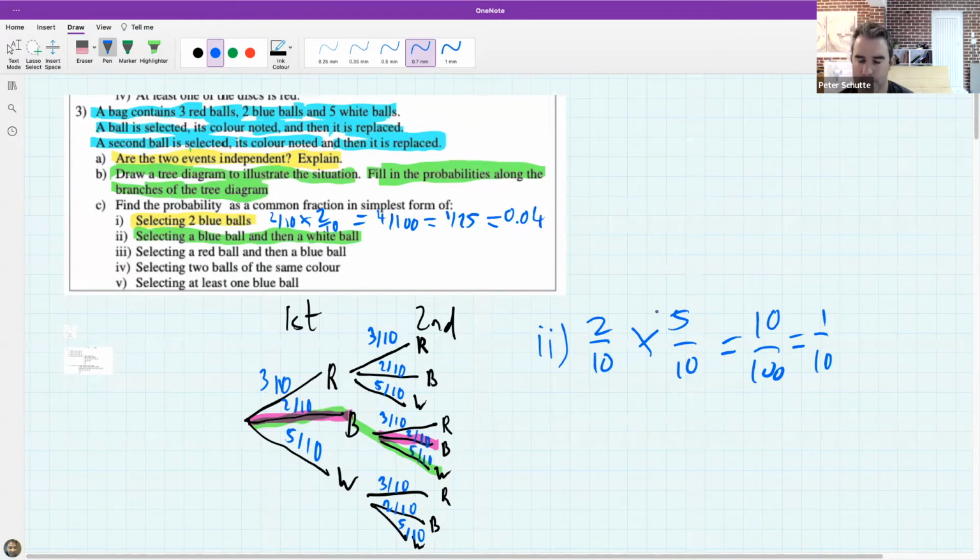Okay. 1/10 is the correct answer for the second one. And it's just choosing the right pathway. I'm going to do one more question from the warm-up, and then we're going to move on. What is the probability of selecting 2 balls of the same color? So what is the probability of selecting 2 balls of the same color? I'm skipping to doing just this question.